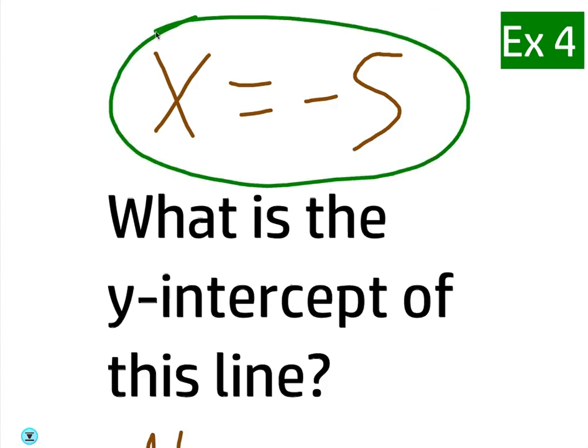If it's x equals something, it's not going to cross the y-axis. It's none. It's not 0.